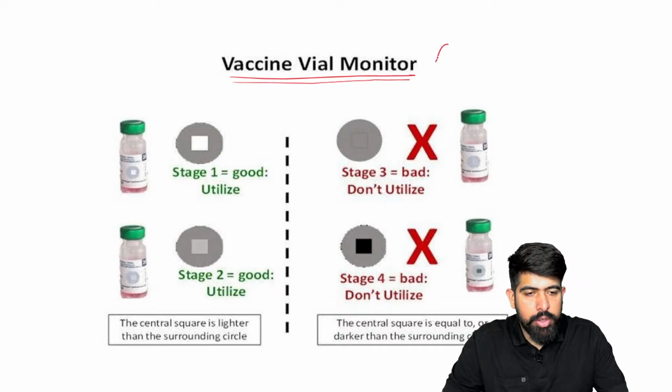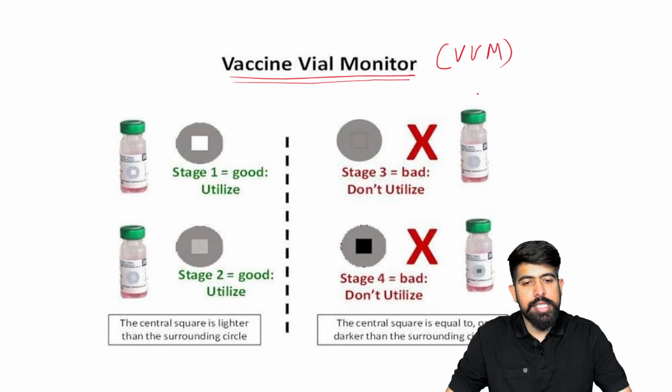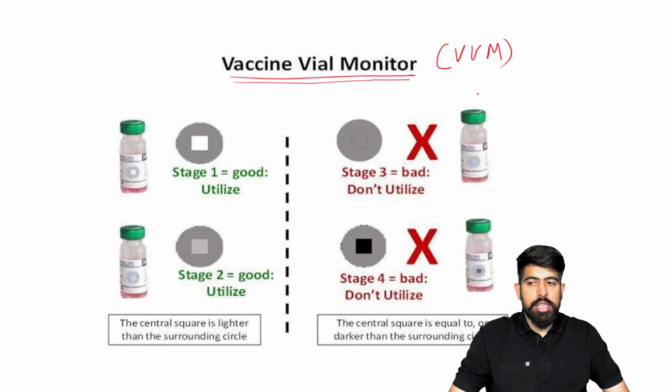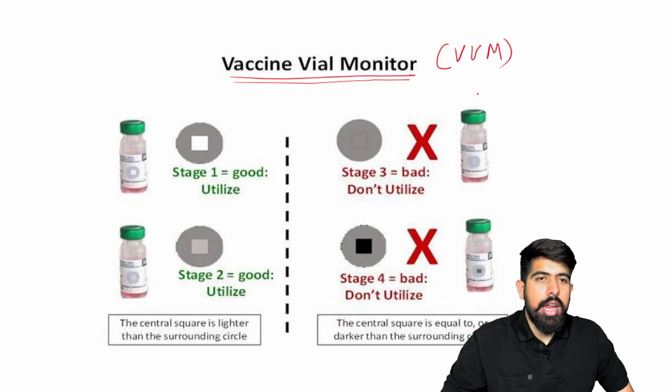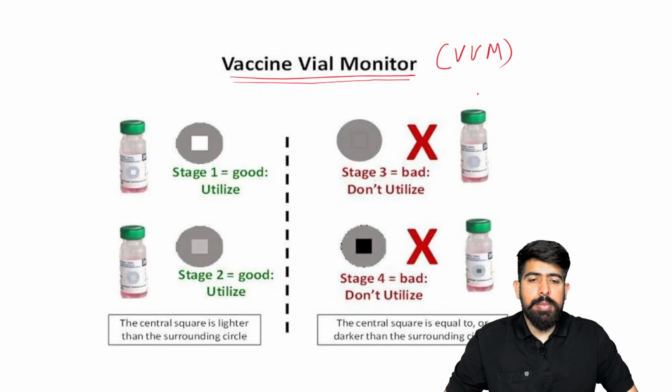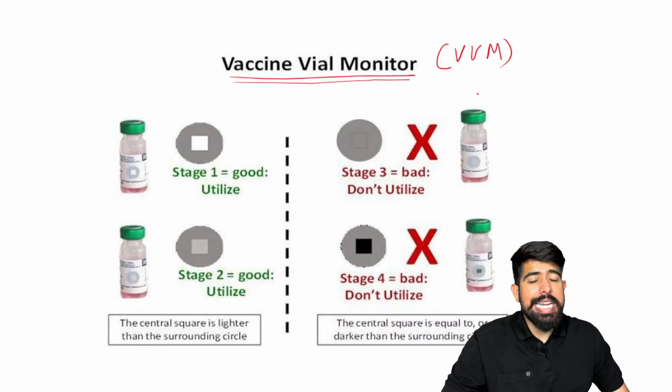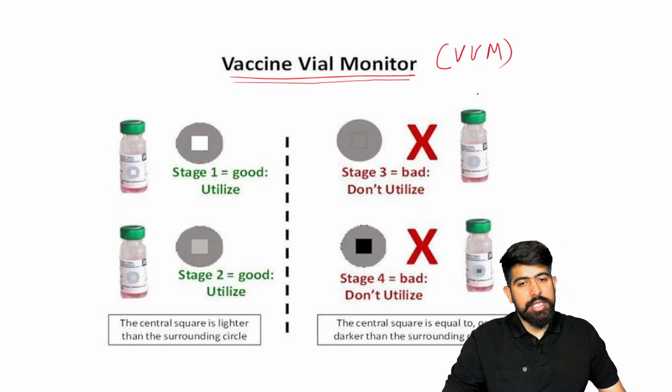And this vaccine vial monitor is also known as your VVM. What is this vaccine vial monitor? Yes, every vaccine has a vaccine vial monitor on the label or on the cap of the vaccine. And what is the use of it? We have to check whether the vaccine is getting damaged by the sunlight or by the temperature. If it is getting damaged, it is not used.